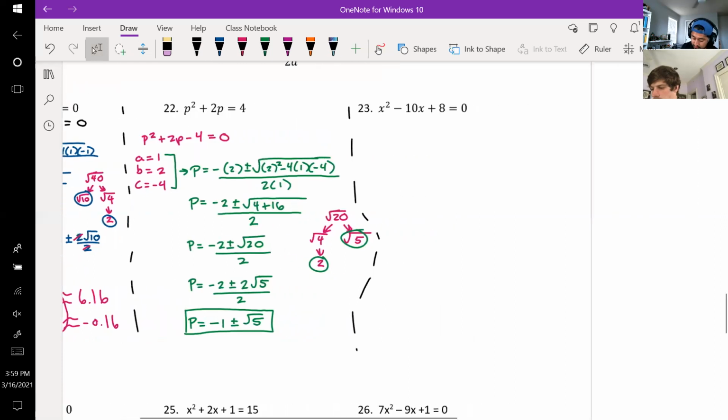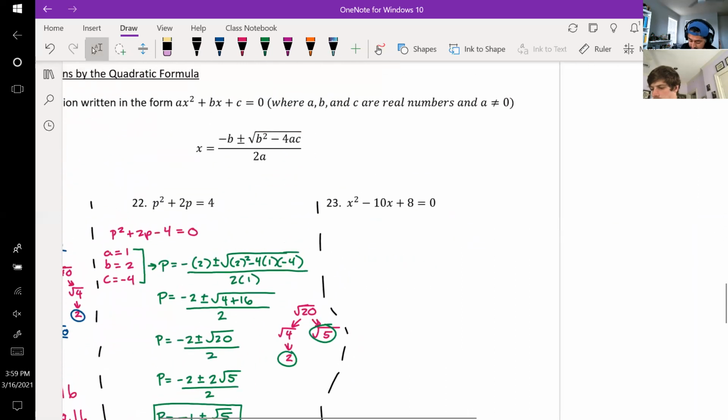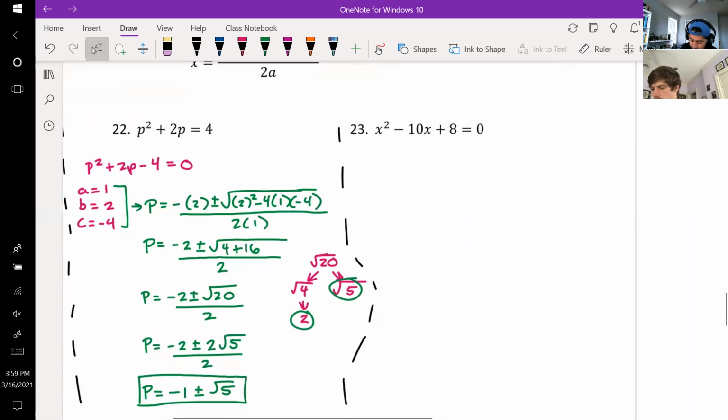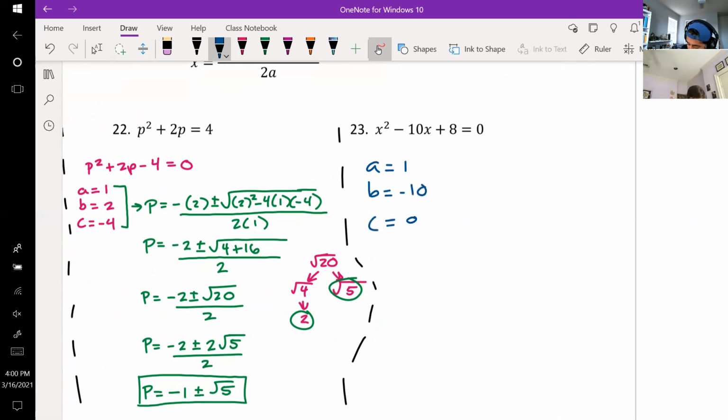Okay. Do it again. 23. X squared minus 10x plus 8. All right. Here, your A value is 1. B value is -10. C value is 8. Okay. Now put these into the quadratic formula.